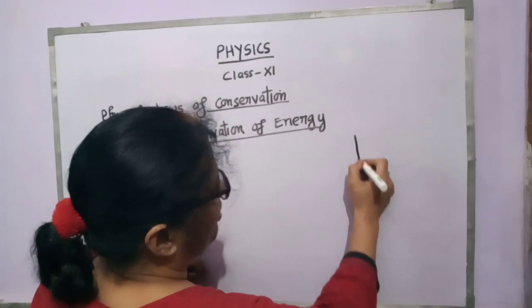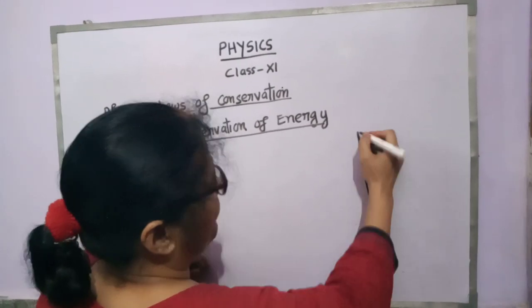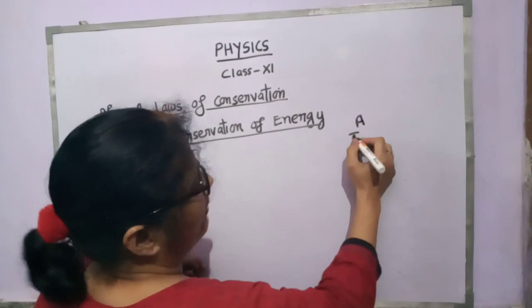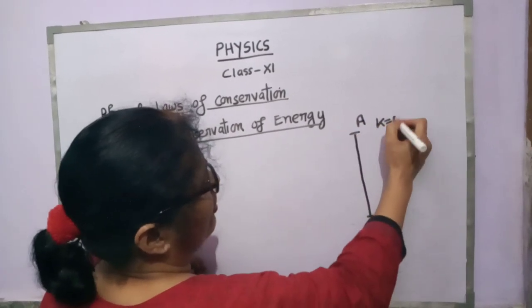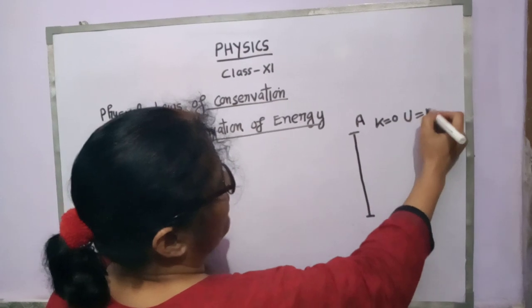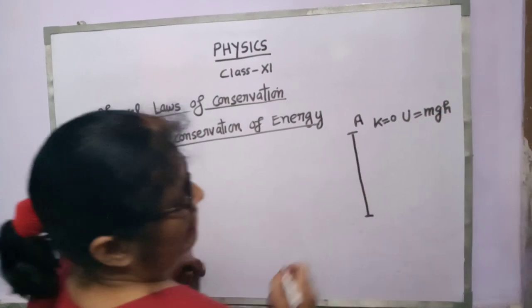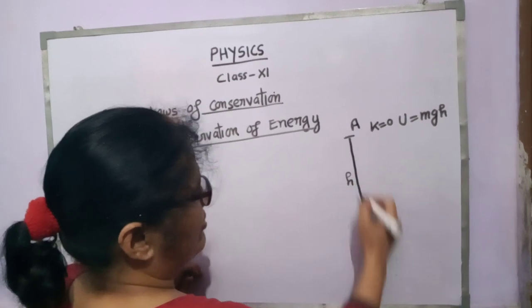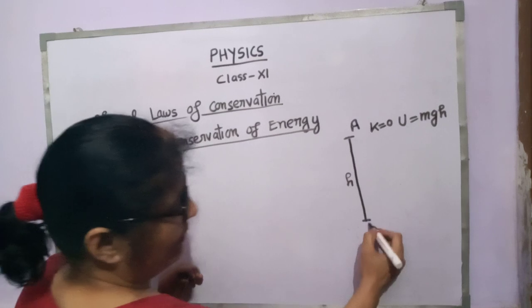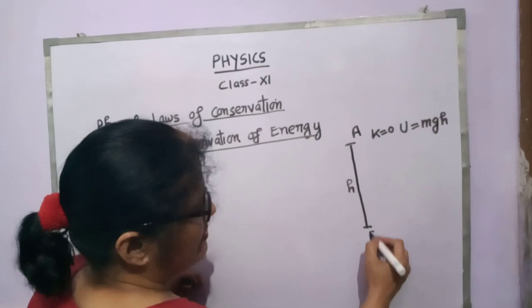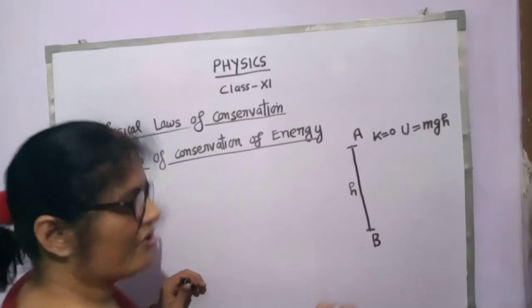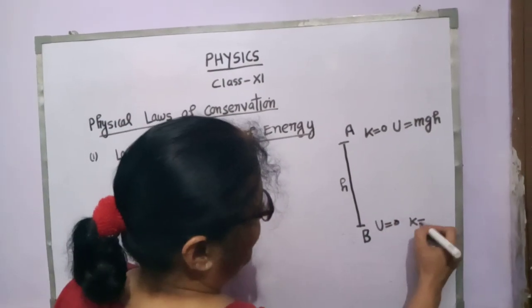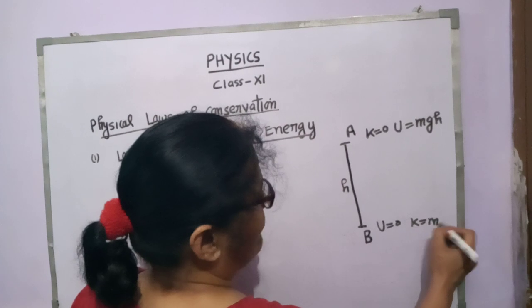Suppose a ball is placed at a certain height A at rest. Then at this point, kinetic energy is 0 and the potential energy is mgh. Now, after falling this distance h, it comes to this point. Before striking this point, what is the value of the potential energy? That is equal to 0. But its kinetic energy, as you can calculate, is mgh.